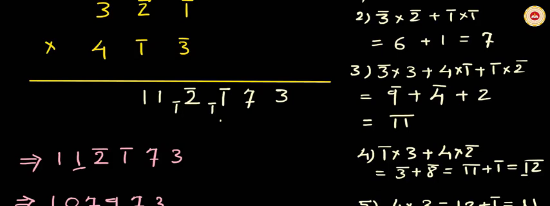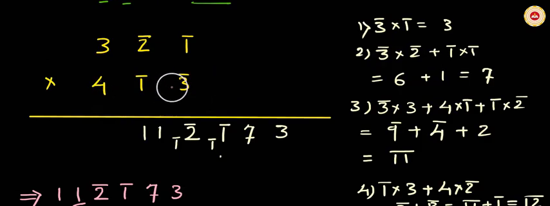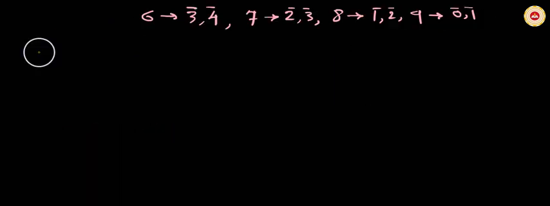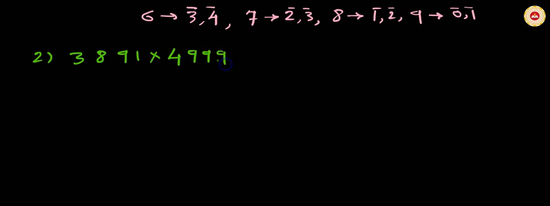So in this way, using vinculum numbers in multiplication makes your calculations easy, simple, and mostly mental, oral. Let us solve another example. Second example is 3,891 multiplied by 4,999. In the multiplicand, 8 and 9 are bigger digits.